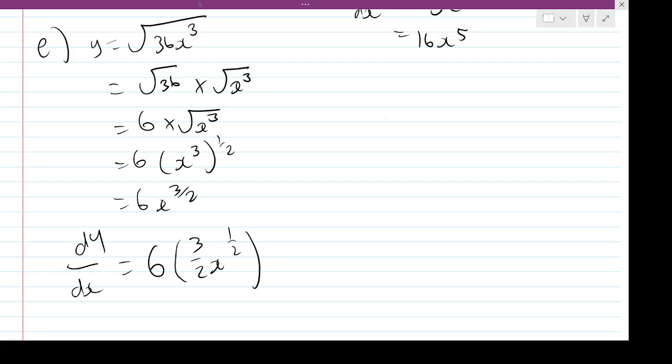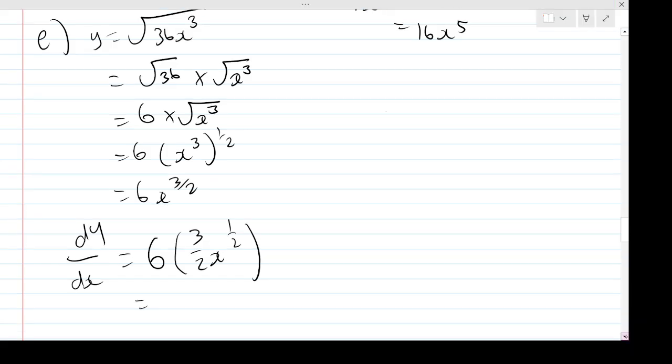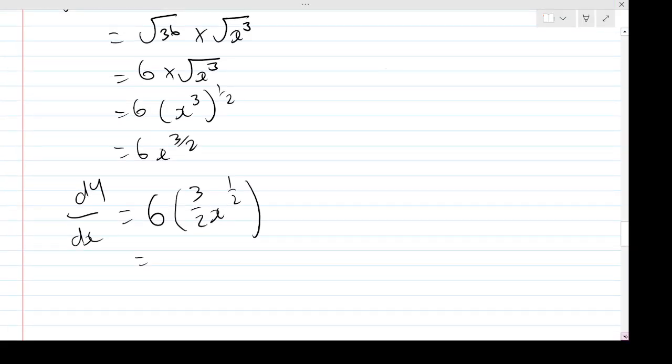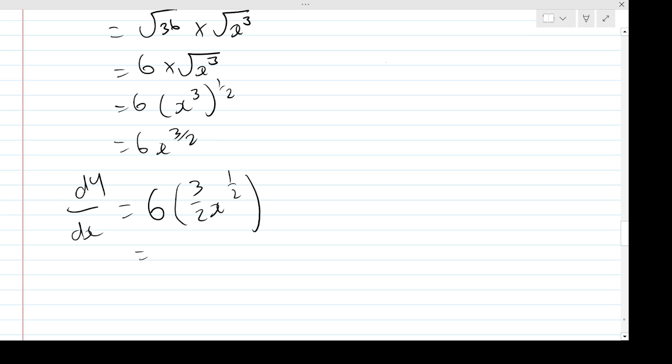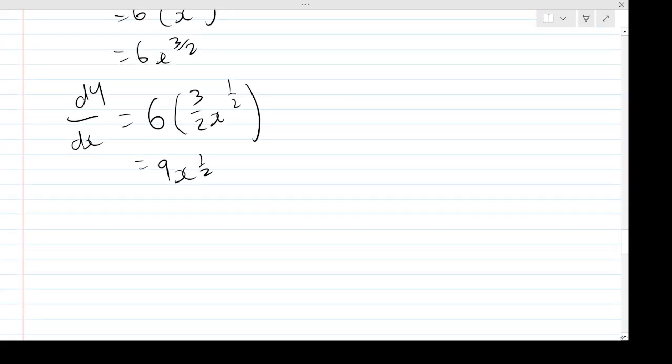And there we are. And then finally we can expand the bracket by timesing 6 with 3/2. That would be 9, okay? 9x to the half. And that's it. Okay, cool.